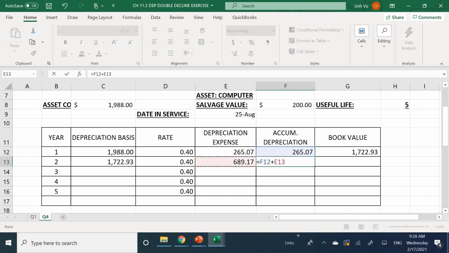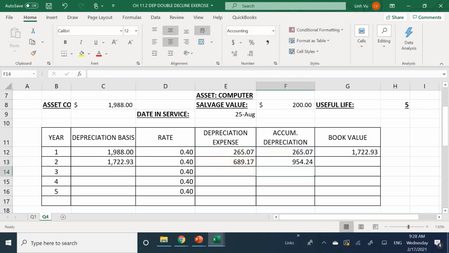And what do we get for our accumulated depreciation? 954.24. 954.24, bringing my new book value to be 768.69. Oh no, I did not get that. 1033.76. Yeah, not bad.